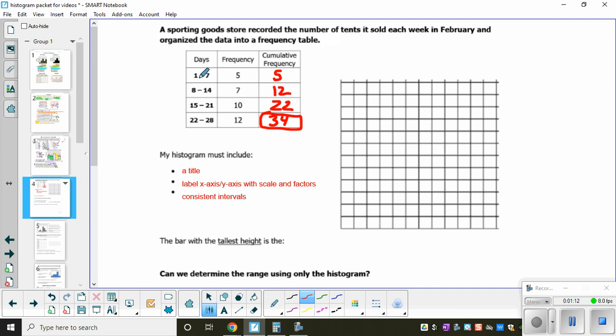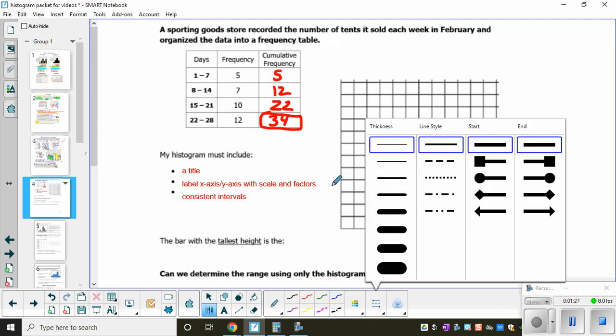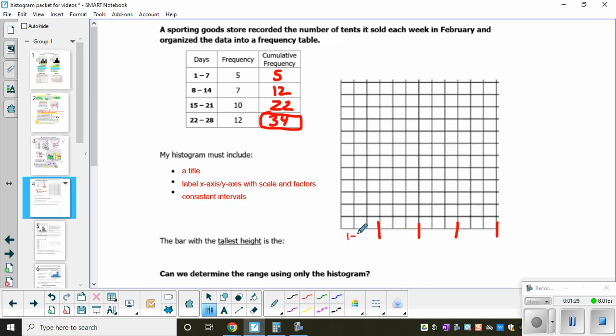Now, when I look at this, I have 4 categories, and when I move across here, I think there's 12 sections. So I'm just going to go 1, 2, 3, 1, 2, 3, 1, 2, 3, and then there's the last one. And let's go ahead and start to write in. We've got days 1 through 7, which is the first week. Then we have days 8 through 14, which is week 2. Week 3 is day 15 through 21. And then the last week would be 22 through the 28th.